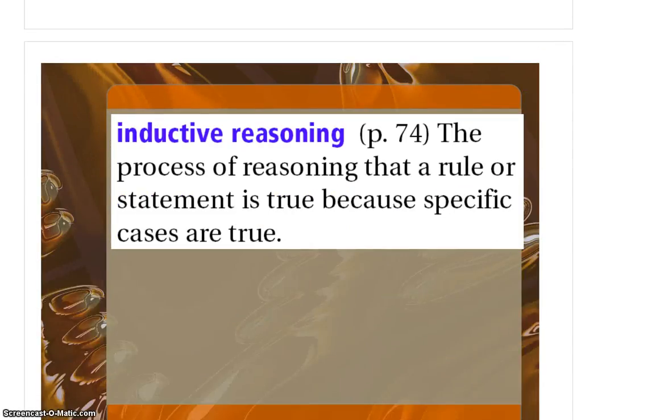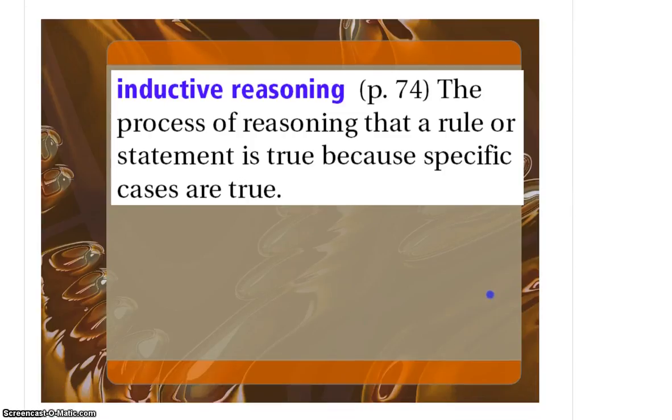So inductive reasoning is the process of reasoning that a rule or a statement is true because specific cases are true. So this is how we go about our daily lives. We make judgments based on inductive reasoning, based on patterns that we've seen or examples that we have observed. It is basically something that we think to be true based on specific examples.